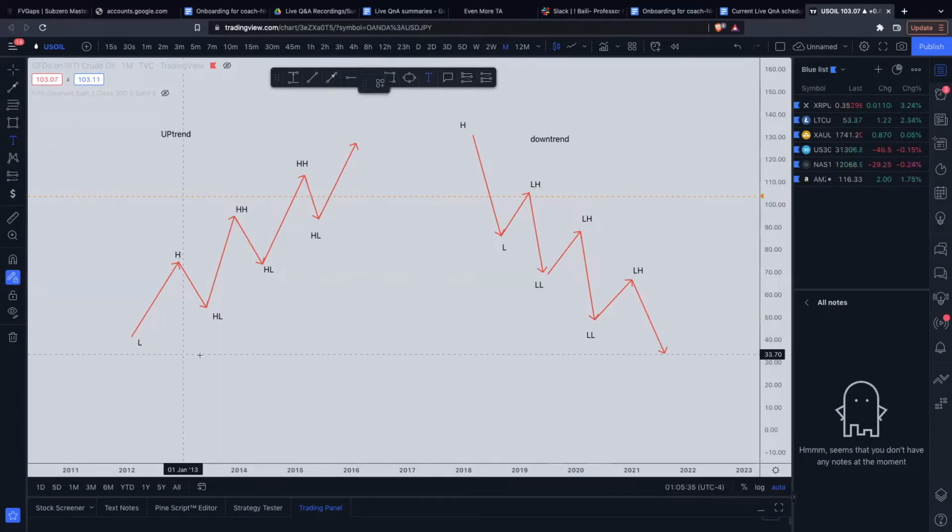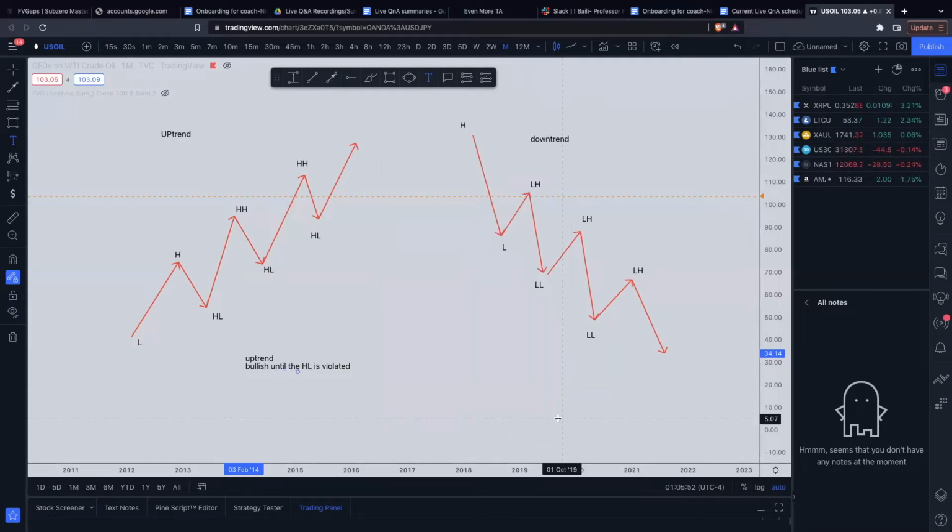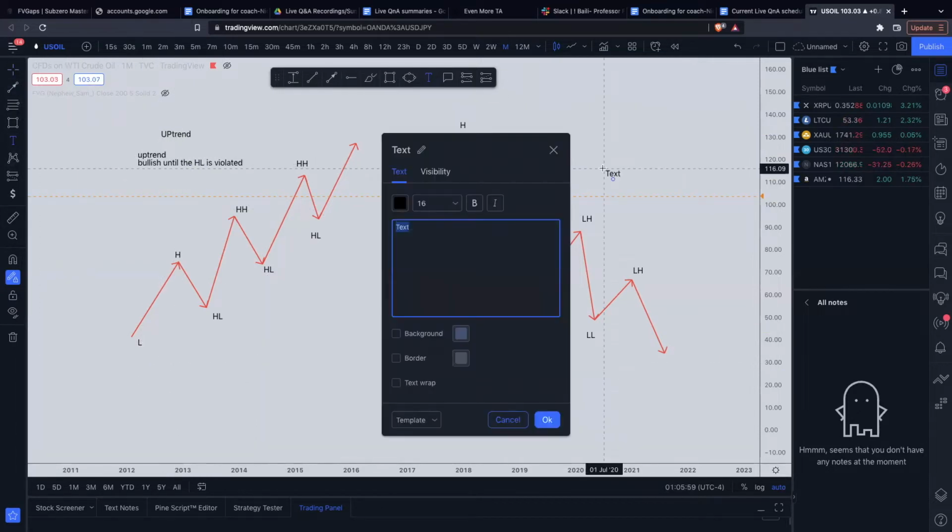All right. So uptrends are bullish until the higher low is violated. Downtrends are valid or bearish until the lower high is violated. All right.